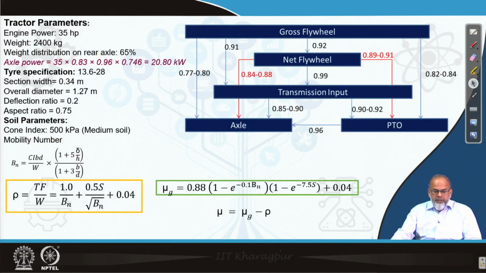So when engine power is 35 HP, the weight of that tractor is 2400 kg with a static weight distribution of 65% on the rear axle and 35% on the front axle. So this is a two-wheel drive tractor. I have given you the transmission efficiencies if you are moving from flywheel to PTO or flywheel to axle.